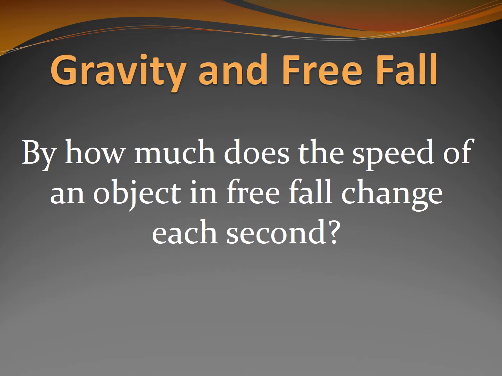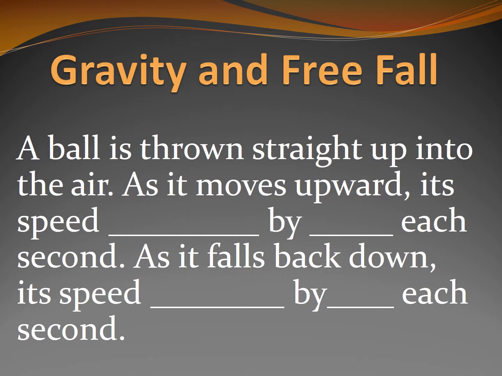So by how much does the speed of an object in free fall change each second? As a ball is thrown straight up in the air, as it moves upward, its speed decreases by 9.8 each second. As soon as you let it go, acceleration takes over. As it falls back down, its speed increases by 9.8 each second. So at any point that it is not touching you, or whatever source it's being thrown from, acceleration due to gravity takes over, and it's either going to decrease or increase by 9.8 based on the direction.